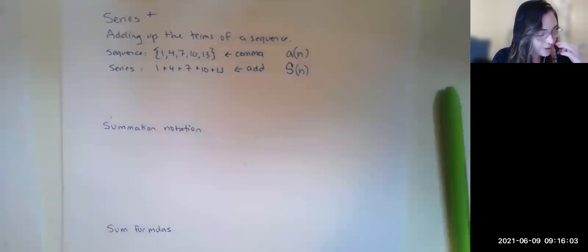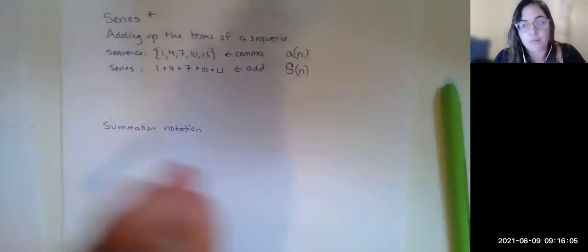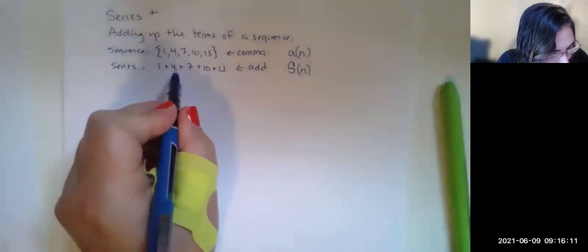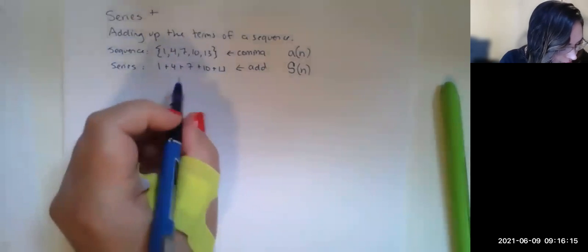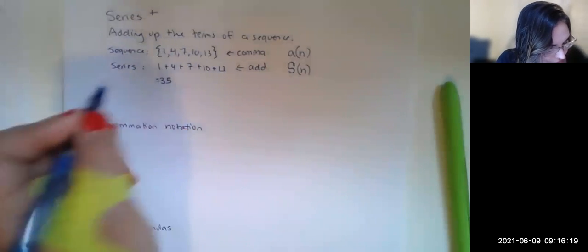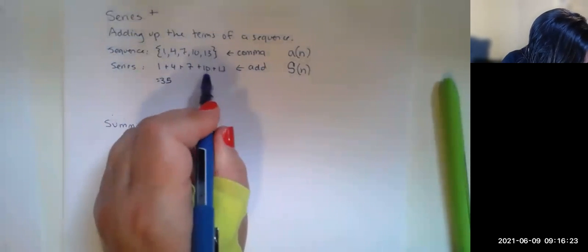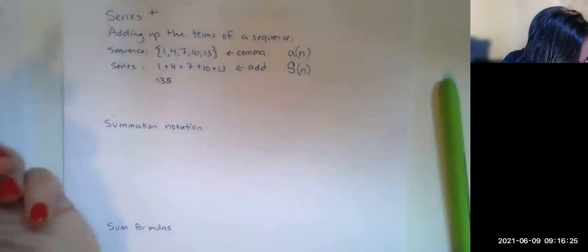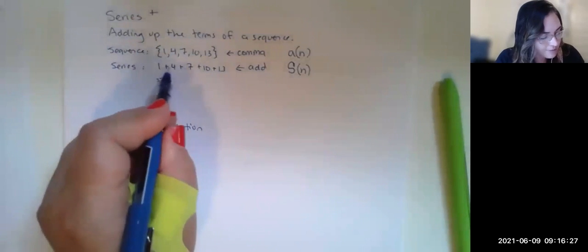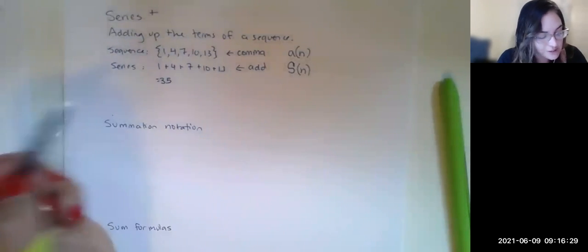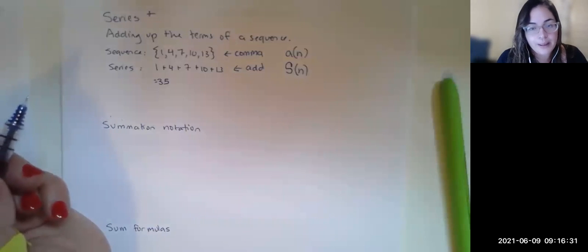If you were to evaluate the series, like what is the sum, you could use a calculator or just add them up. So 1 plus 4 is 5, plus 7 is 12, plus 10 is 22, plus 13 is 35. So the sum here would be 35, and I hope I did my math right. Let me double check myself: 23, 30, 34, 35. Yes, the sum of the terms in the sequence is 35.